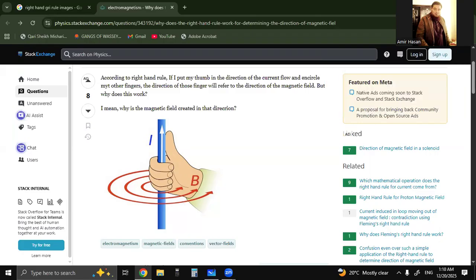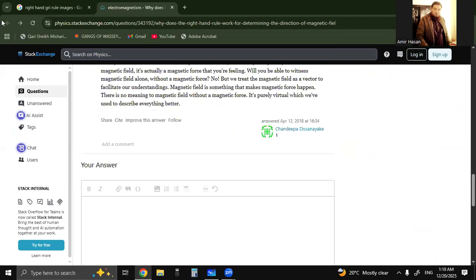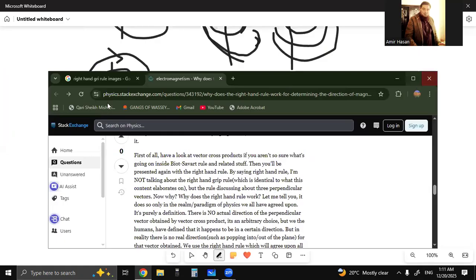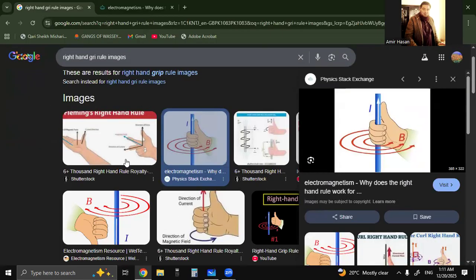When you grip the coil with the thumb in the downward direction, then your fingers showing the grip go in the clockwise direction. Get that? Then the thumb is in the downward direction.